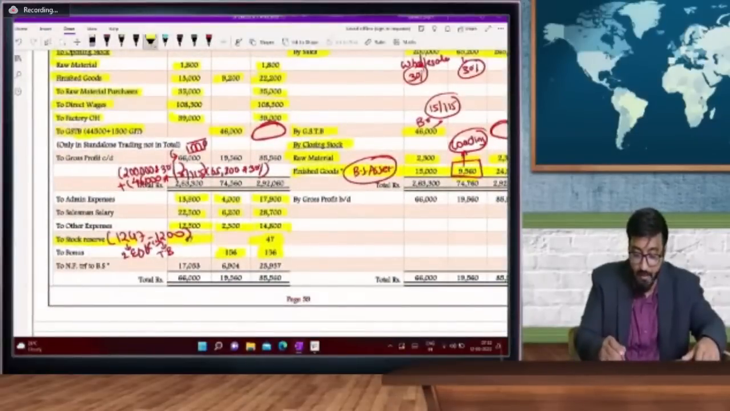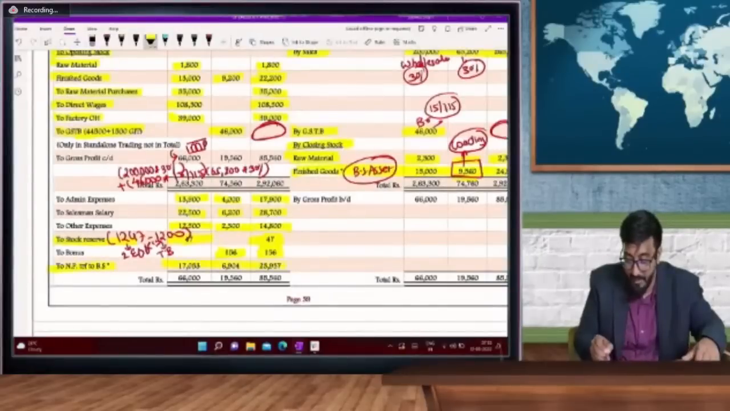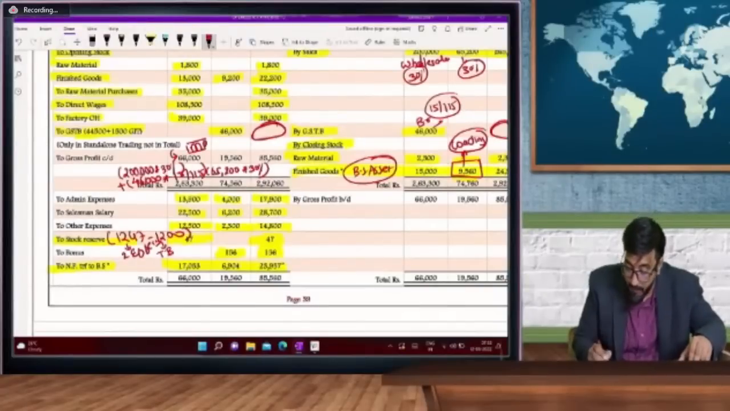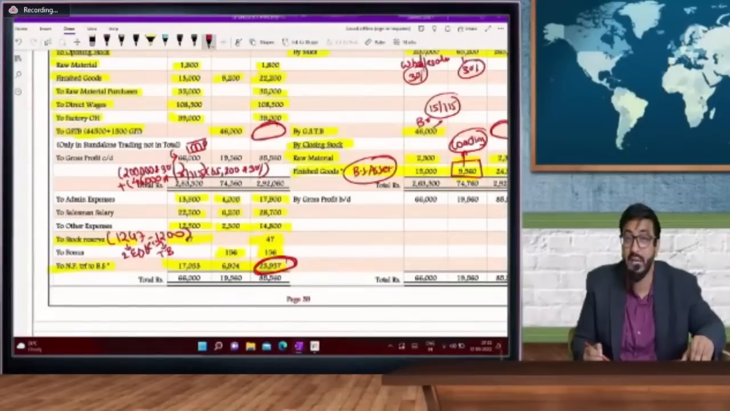So after this, you will get the net profit balancing figure. But again, very important point. Now you are doing these calculations. Why are you doing this calculation? Because you want to club this profit. So this profit we will consider.